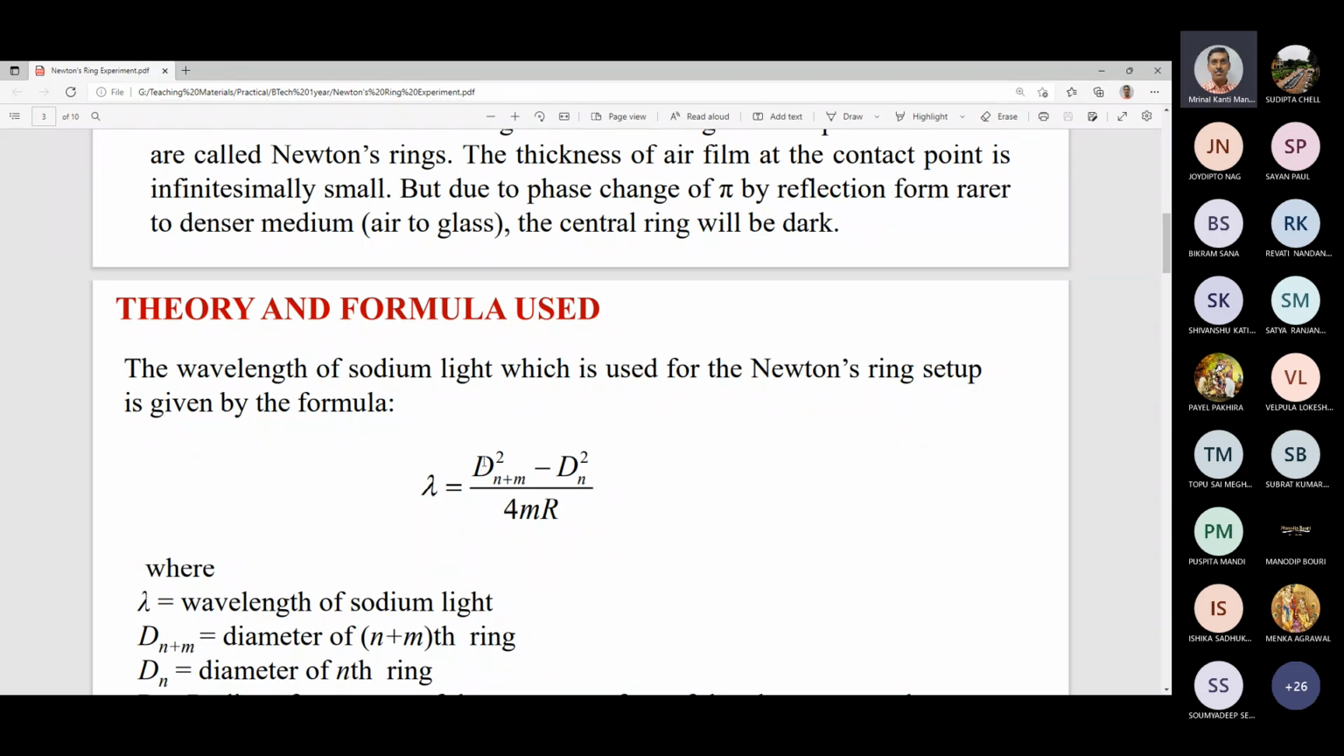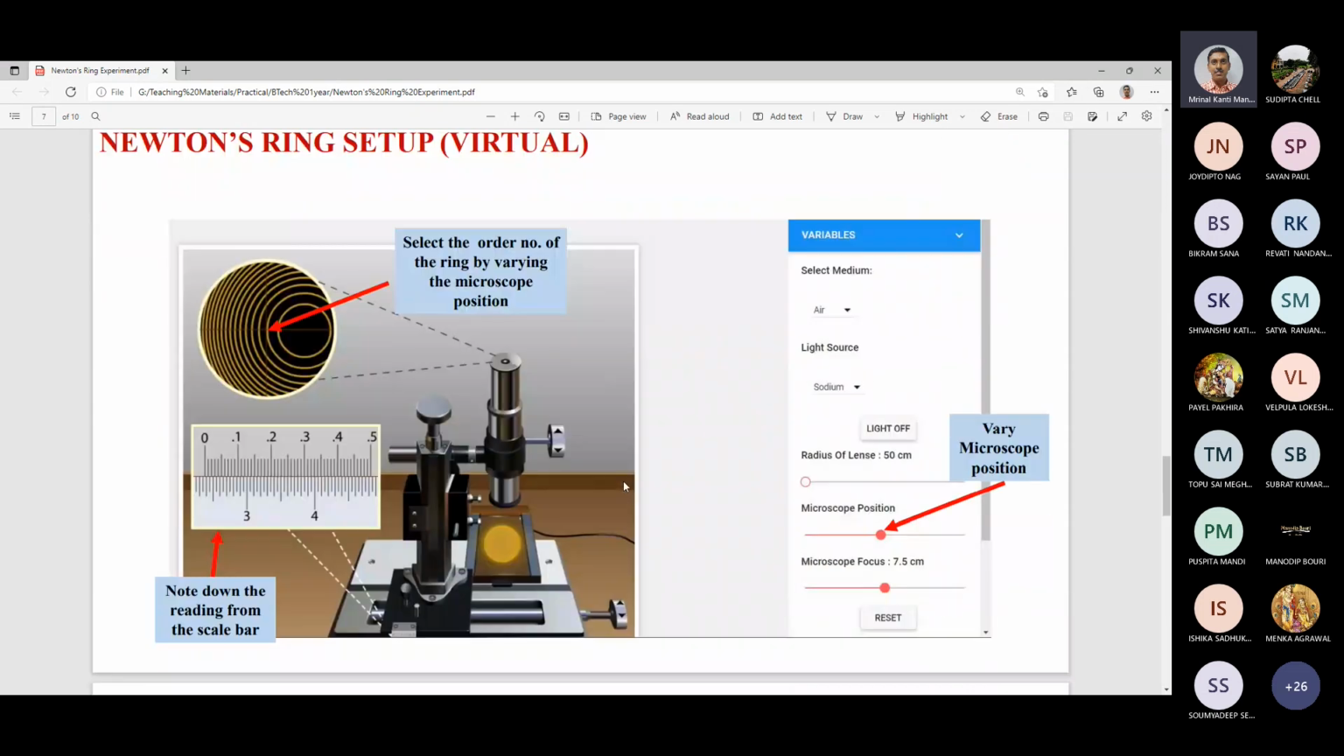Here, D n plus m is the diameter of the n plus mth ring, and D n is the diameter of the nth ring. And m is the number of rings in between n and n plus mth. There are m number of rings. So this is the ring pattern.